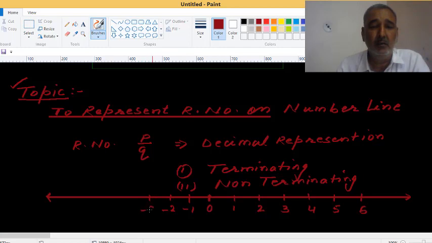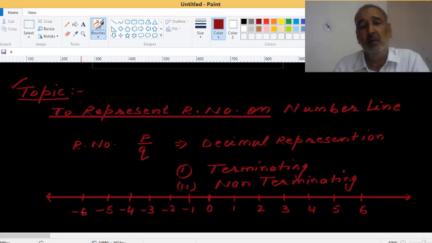I think it is clear to all of you. If not, then try it out. Draw this number line 4 to 5 times so that you can become familiar with it. You can extend this line in both directions up to infinite length.